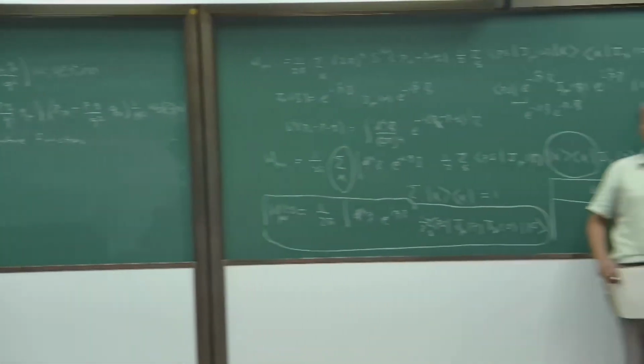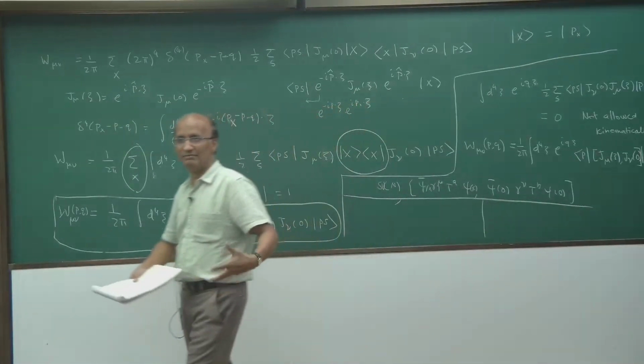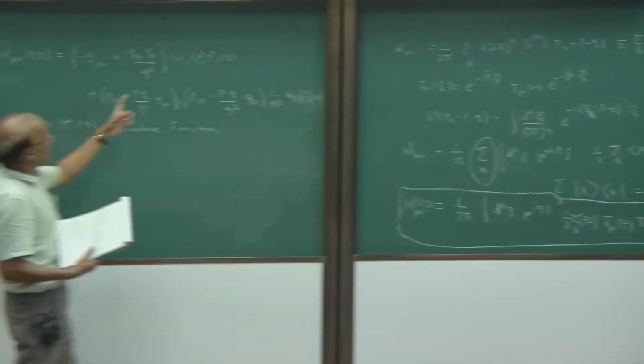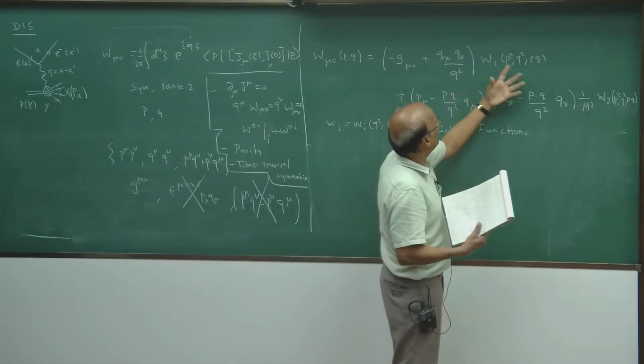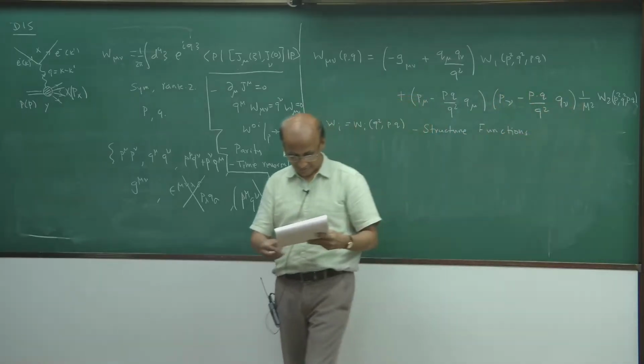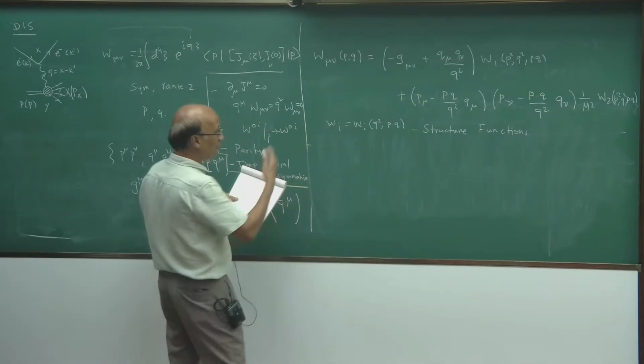Because theoretically you cannot actually write down J mu. Whatever symmetries you use, you cannot write it down. These matrix elements cannot be computed in a theory unless you have a super theory. This is the only thing that you can get, and of course you will see there is a lot to learn from the data on these structure functions. Now you substitute this.